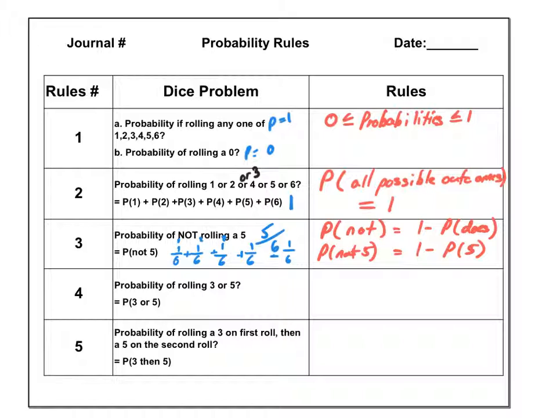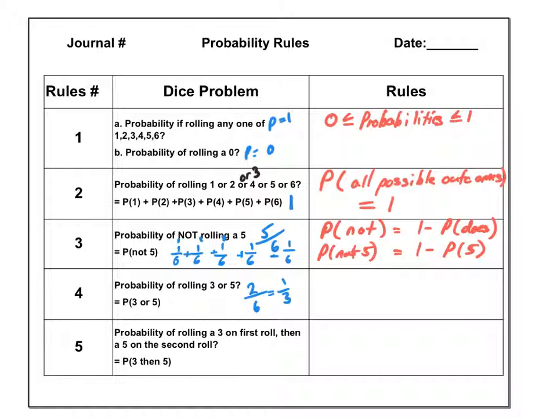Now, the probability of rolling a 3 or a 5. What is that? Probability of rolling a 3 or a 5? 2 out of 6, which is 1/3. So that's an old rule that you remember.